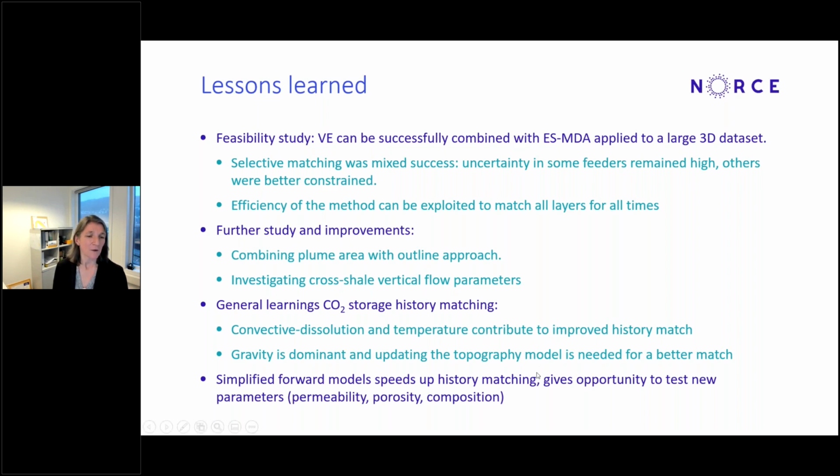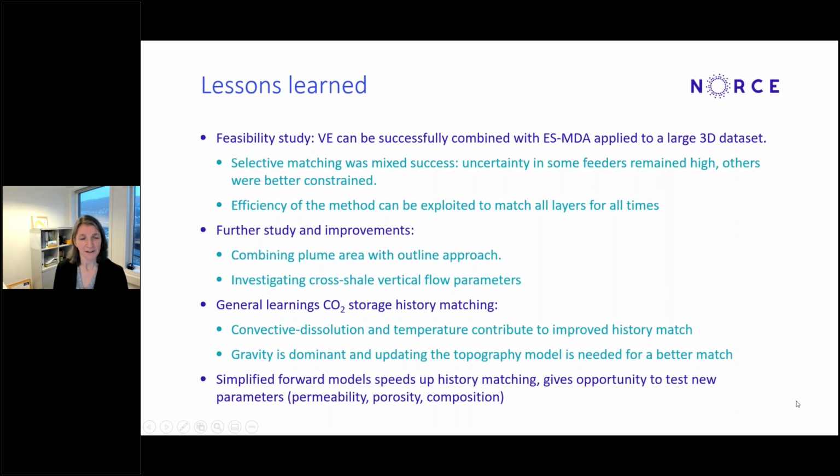In further studies, we could think about combining what we're matching, so focus on area in combination with the outline approach. And we should probably investigate this cross-shale vertical flow, those parameters that are there, if they could either be matched or be understood a little bit better in how they're affecting the results.